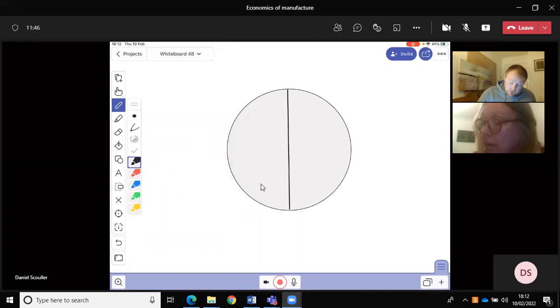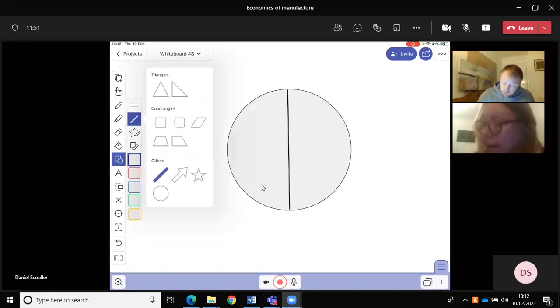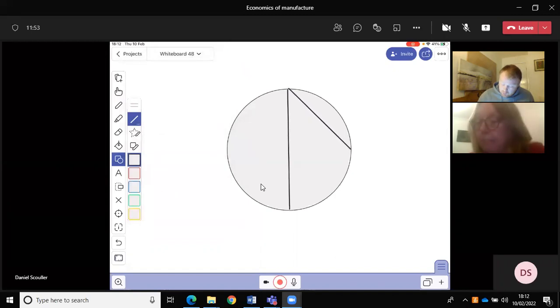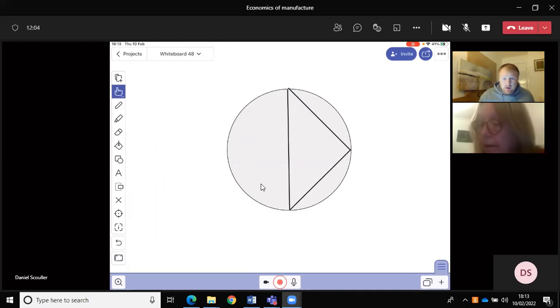Now, when we draw a triangle from this position, we draw a line from the end of the diameter to the edge of the circle. Likewise, from the other edge to the same point. That angle in there is a right angle. And that doesn't matter where those lines are drawn.